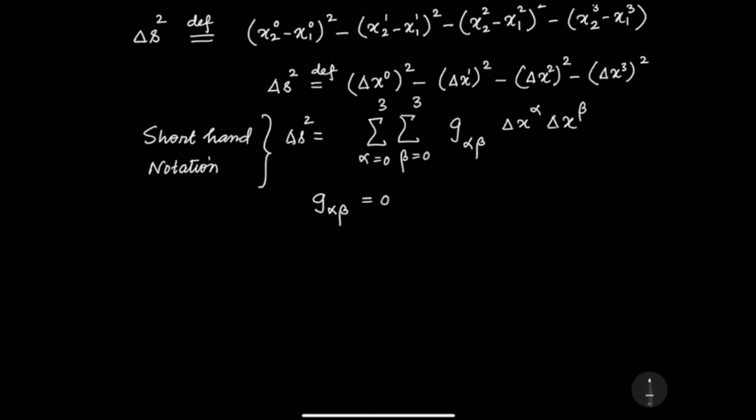G alpha beta is 0 if alpha is not equal to beta, and equals 1 if alpha equals beta equals 0, which is the coefficient for delta x 0 square. And it equals minus 1 if alpha equals beta equals L, and you know that L can run from 1 to 3. So if alpha and beta are both 1, or both 2, or both 3, then g alpha beta is minus 1. If you put this back into the expression, you will get this.